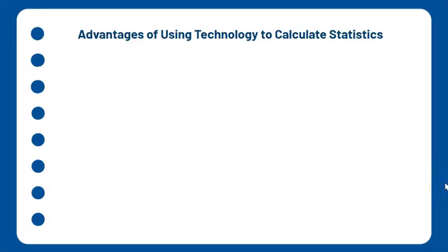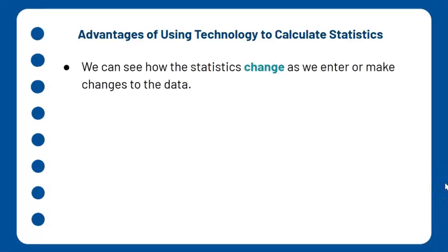To summarize, there are many advantages to using technology to calculate statistics. We can see how the statistics change as we enter or make changes to the data. For example, if we type a data set as well as formulas for sum, mean, and median into a spreadsheet, we would observe changes to the statistics, even if we change one value.